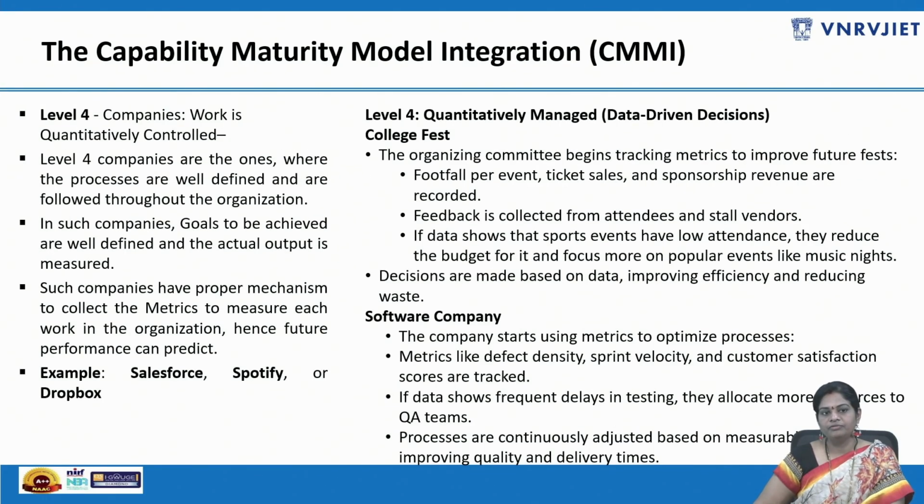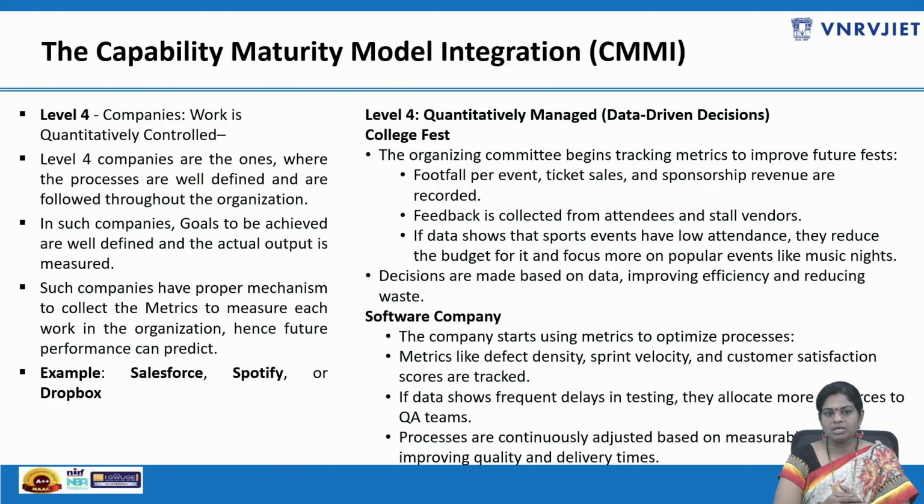So the next one, level 4, the tagline is work is quantitatively controlled. Here the processes are well defined and goals to be achieved is well defined. The takeaway, the key point is the actual output is measured, and to collect the metrics to measure each work in the organization, there is a proper metrics that they are following. Hence, we can predict the future performance also. Example companies that fall under level 4 as per the current information is Salesforce, Spotify and Dropbox.